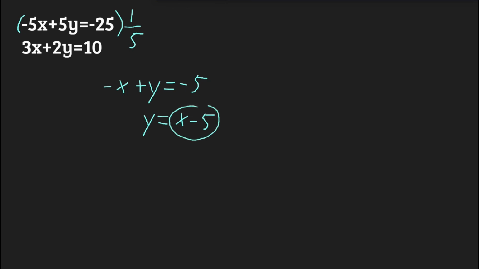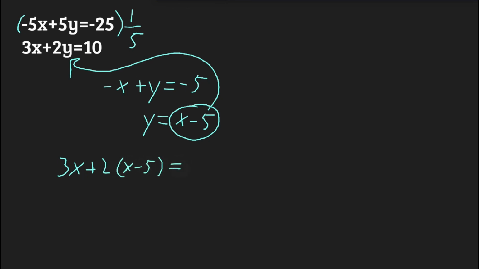Now doing that, I can now substitute in this x minus 5 for this y in that second equation. So we'll get 3x plus 2 times x minus 5 is equal to 10. So we need to make sure to distribute this 2 here, right? It's not just 2 times x is equal to 2x minus 5. We need to distribute that 2 to that x and that negative 5. So it's going to be 3x plus 2x, and then 2 times negative 5 is minus 10. And that's all equal to 10.